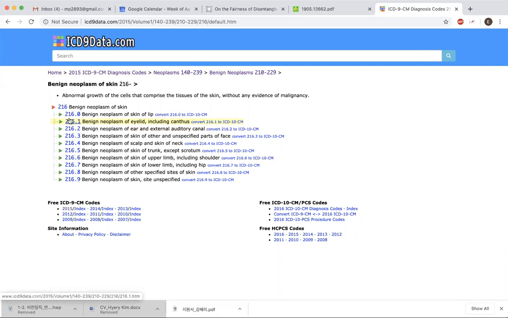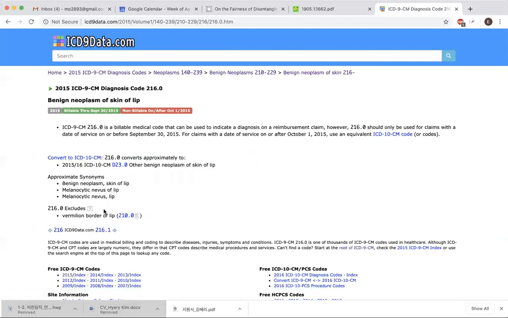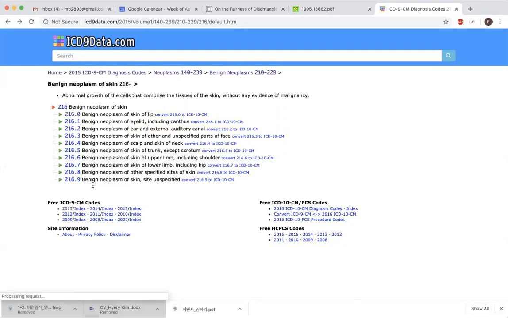So 216.0 is the leaf node. So usually it's 5-digit ICD-9 codes, but in this case, it's only 4-digit. So, and if you click this, there's nothing more. So this is the leaf node. All right, so that was the quick tour of ICD-9.